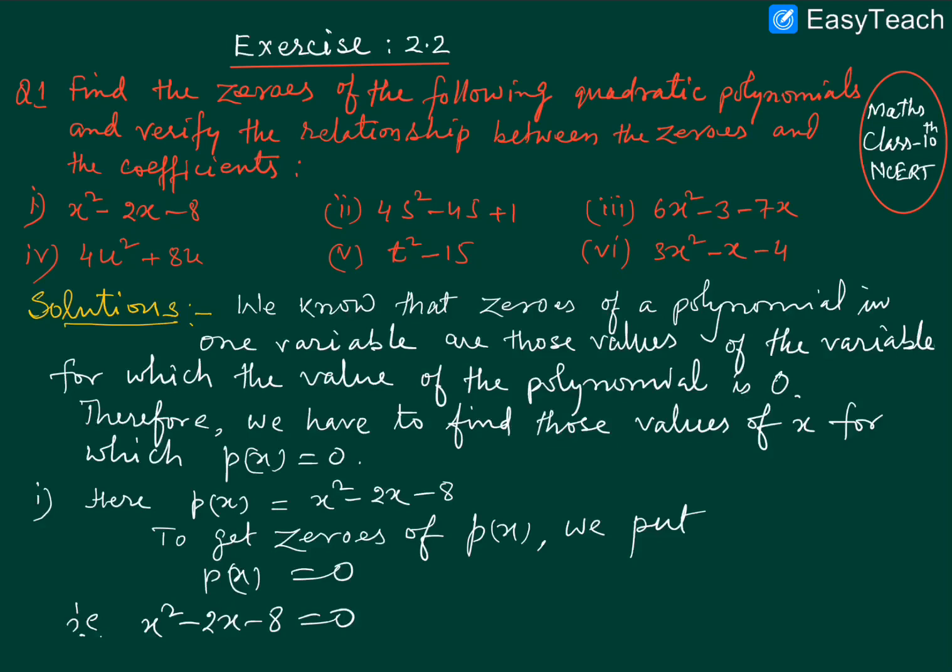We know that zeros of a polynomial in one variable are those values of the variable for which the value of the polynomial is 0, and therefore we have to find those values of x for which p(x) is equal to 0. Here p(x) is x square minus 2x minus 8. To get zeros of p(x), we put p(x) equal to 0, that is x square minus 2x minus 8 is equal to 0.